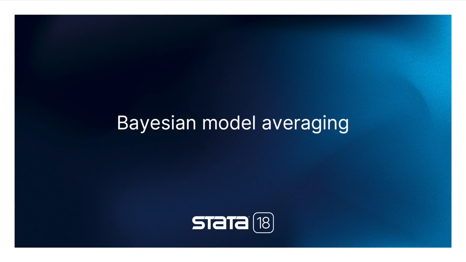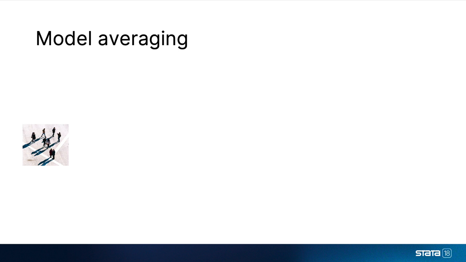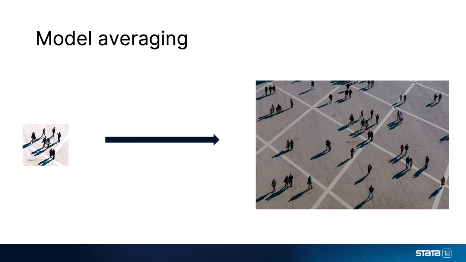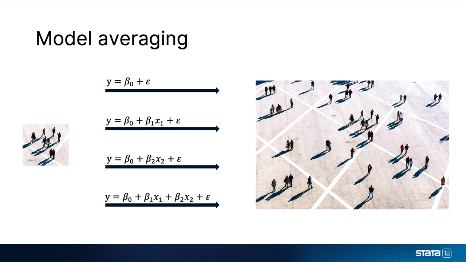Introducing Bayesian model averaging. Traditionally, the inferences we make from our data are conditional on the model we select. When we're not sure which model describes our data best, we can account for this uncertainty by averaging across all candidate models according to their likeliness.